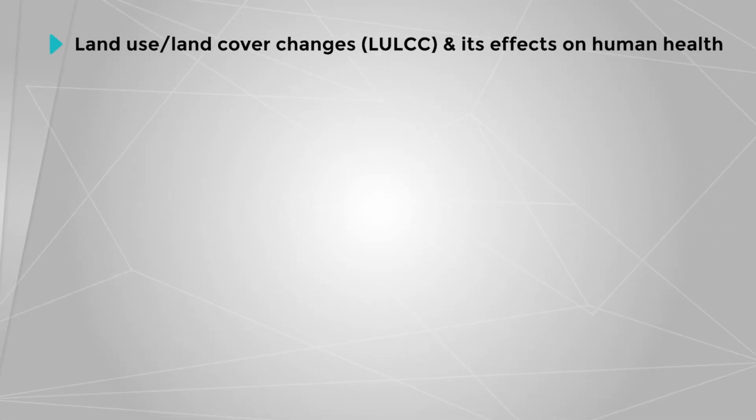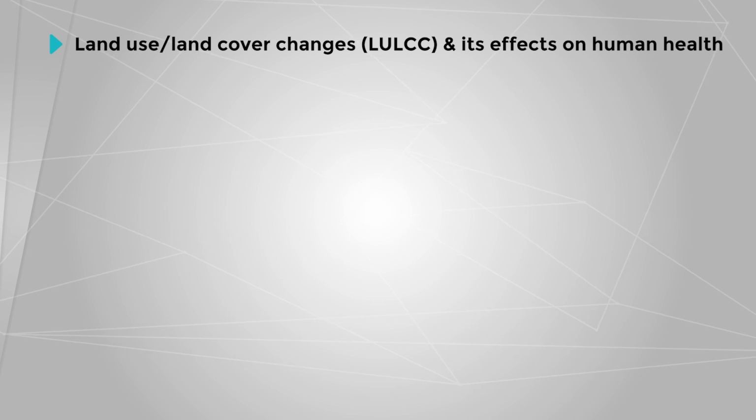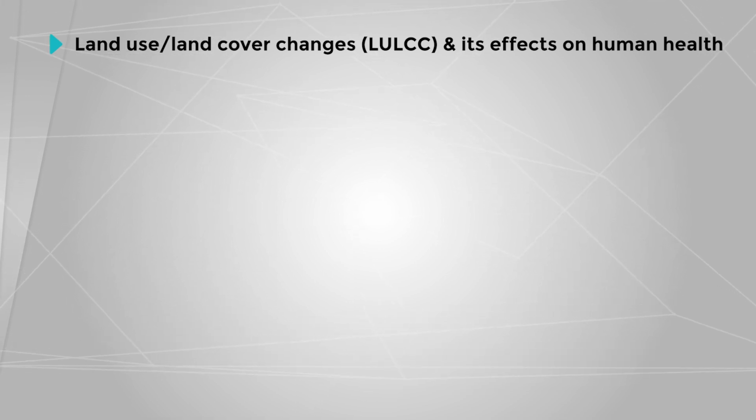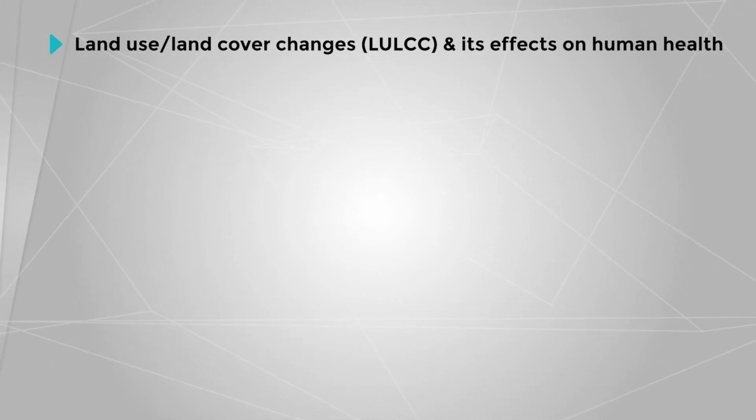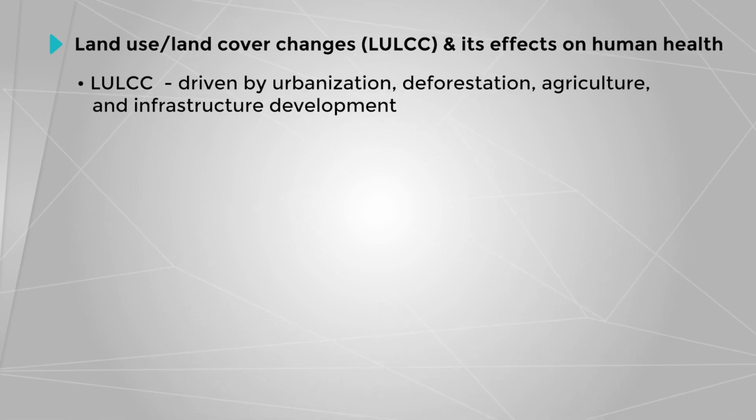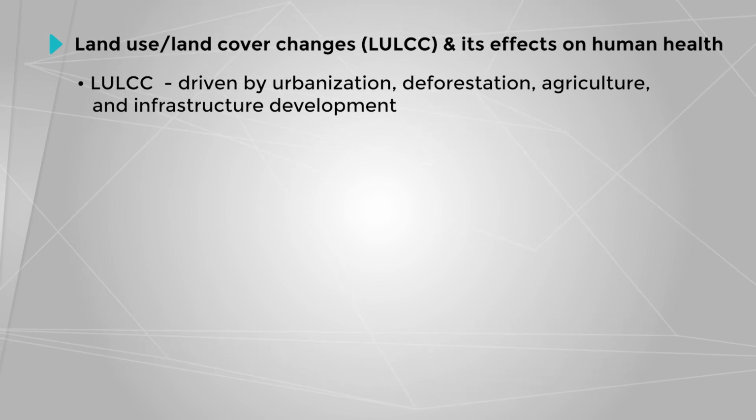Land use and land cover changes. Land use and land cover changes have significant implications for human health, both directly and indirectly. These changes, often driven by urbanization, deforestation, agriculture and infrastructure development, can alter environmental conditions and ecosystem services, impacting health in various ways.